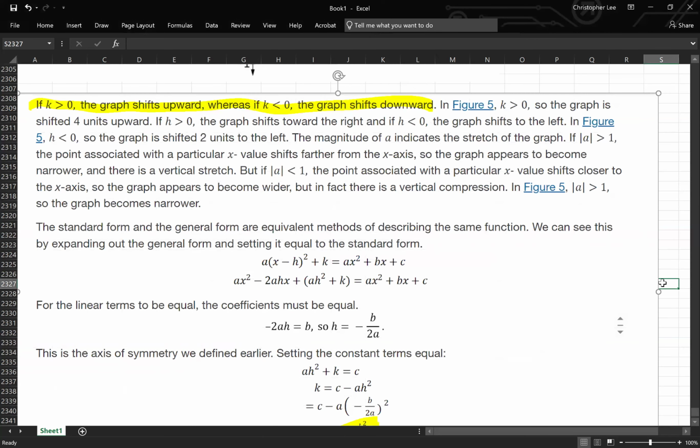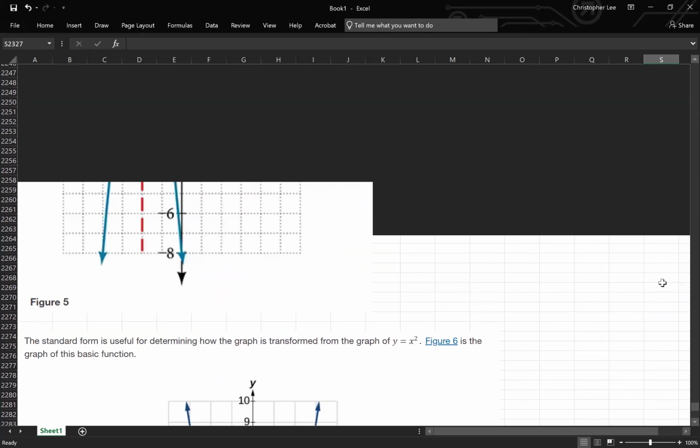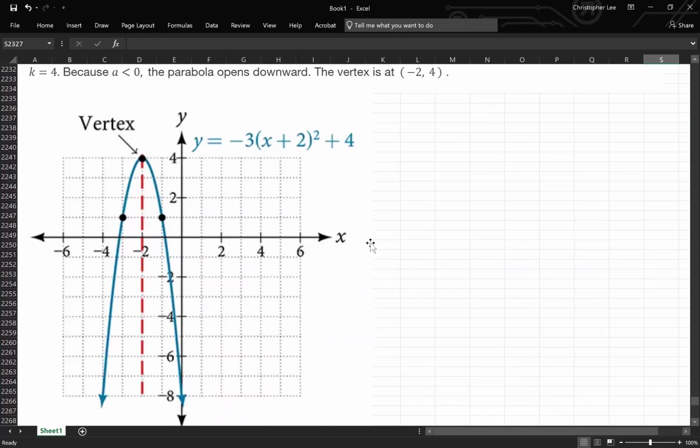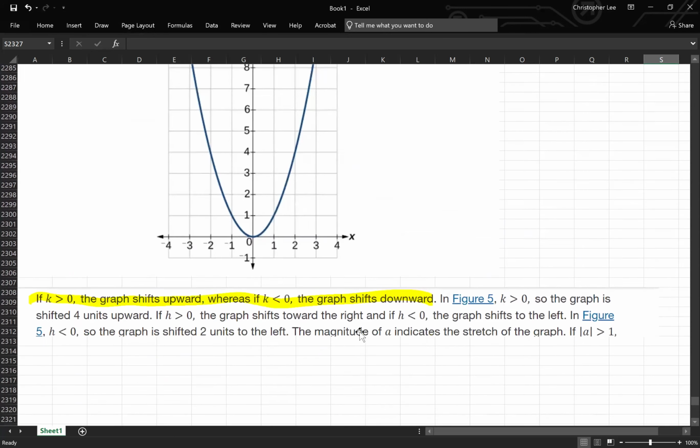So if k is greater than 0, the graph shifts upward, whereas if k is less than 0, the graph shifts downward, right? That's adding all that, right? So in the figure, k is greater than 0, so the graph shifted 4 units upward, right? So you see how we're 4 units upward? That's adding the k right there.